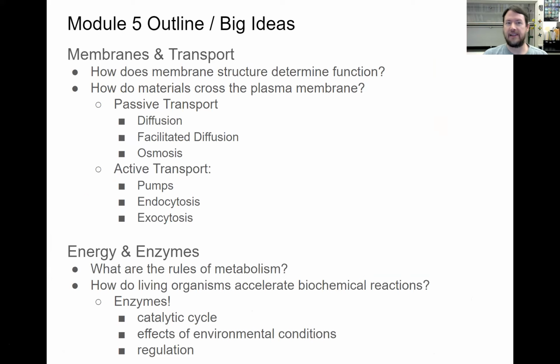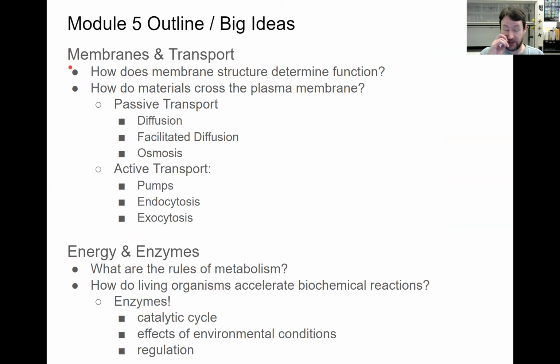So the outline for this module, there's a lot to cover, and I'm sorry about that, but this is where it makes the most sense to put it, and also trying to get it the same week as the lab that's happening. So the big idea is we're going to break this up into two pieces. There's going to be the membranes and transport piece, and then the energy and enzymes piece.